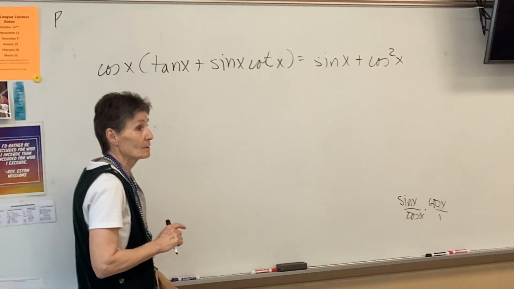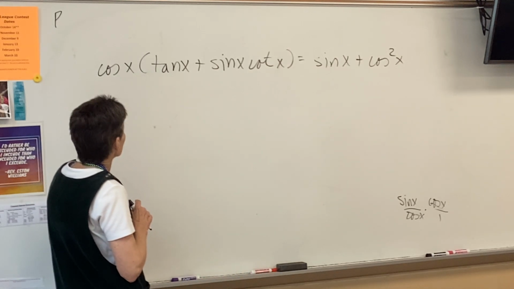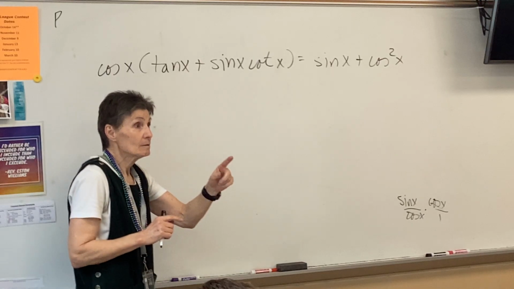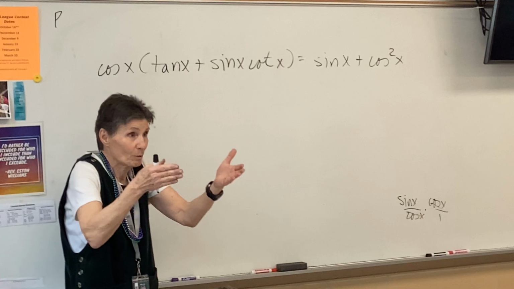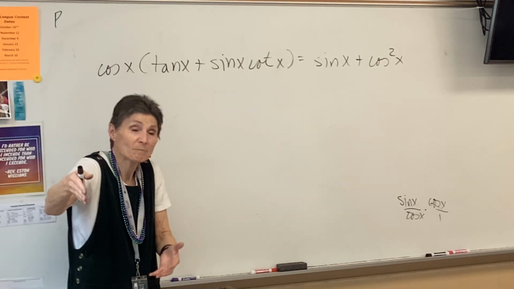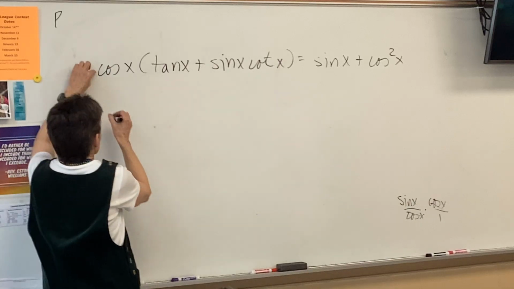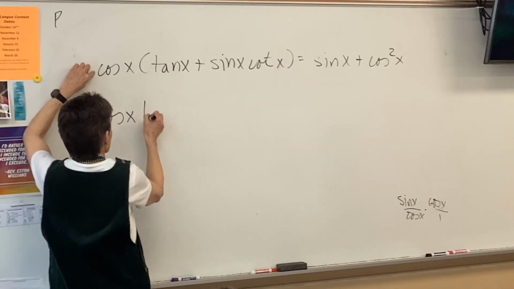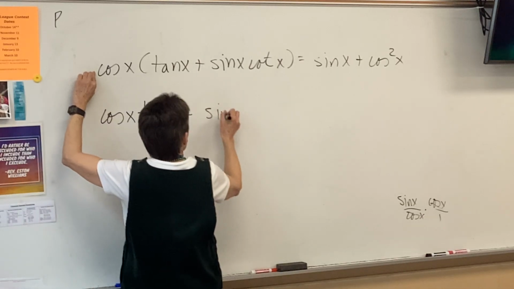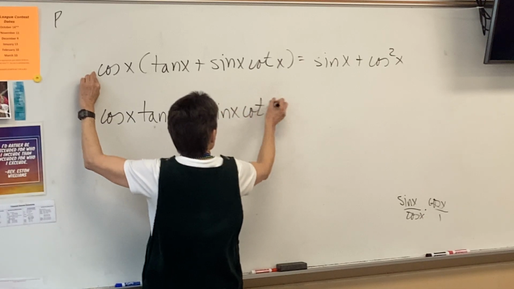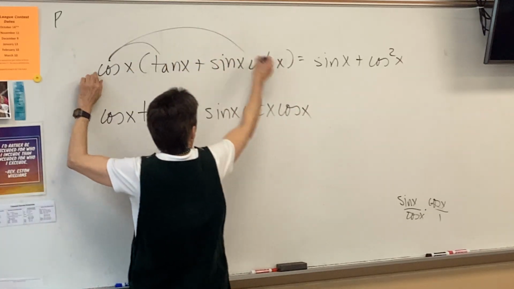Alden wants to distribute. Okay. I think Alden has a great idea. When you see a parentheses with something out in front of it, don't you think about distributing? So cosine tangent plus sine cotangent cosine. All right, so I am following Alden's lead.